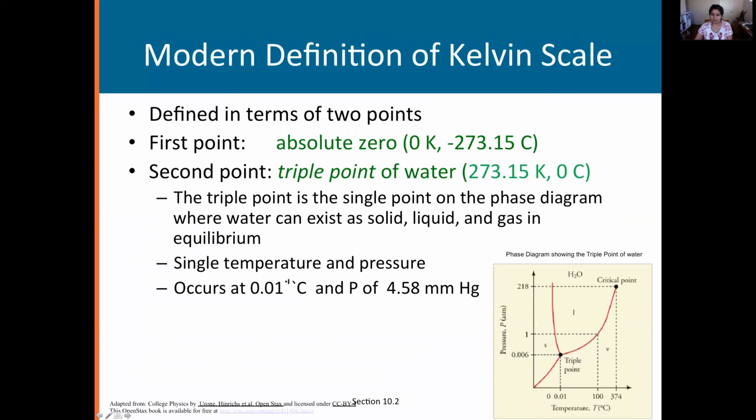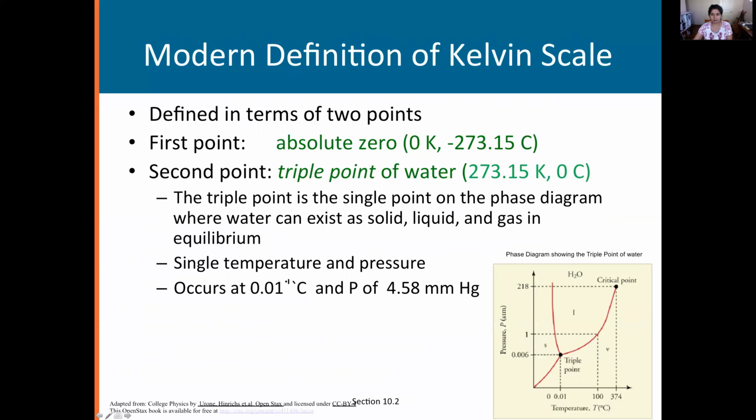Now, there are several scales. So now we come to the different scales of temperature. And the scale that we use in the SI system is going to be called the Kelvin scale, after Lord Kelvin, who did a lot of work on heat. He was a Scottish gentleman from Glasgow.